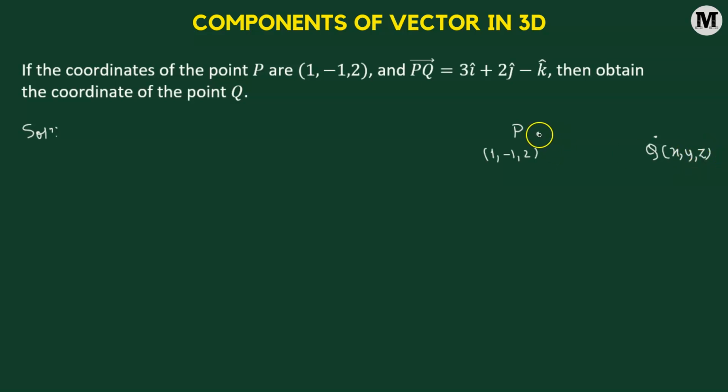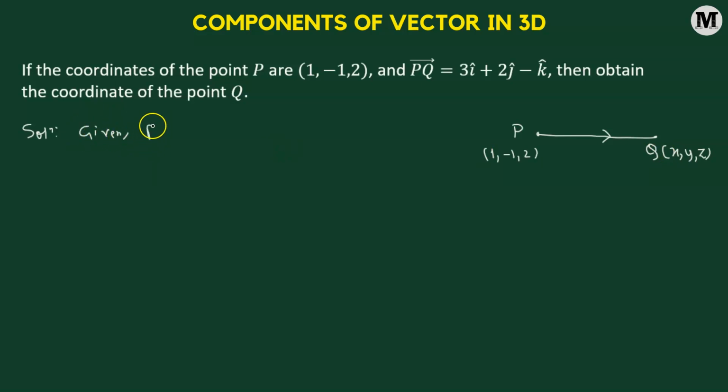Now let's join P and Q with the help of a directed line segment going from P to Q, and this gives us the vector PQ, and that vector PQ is also given to us. So using all this information, we need to obtain the coordinates of point Q. So let's note down the given information.